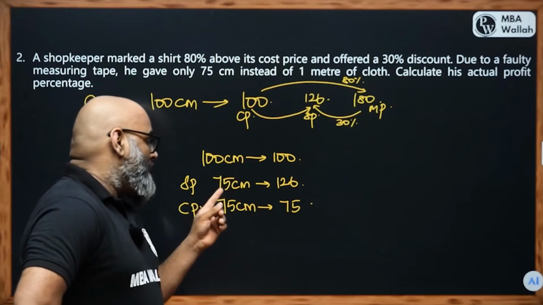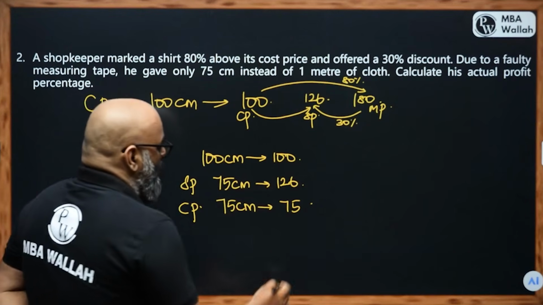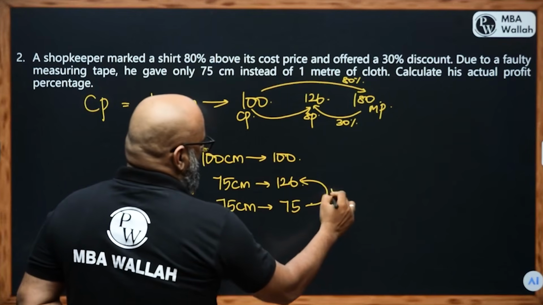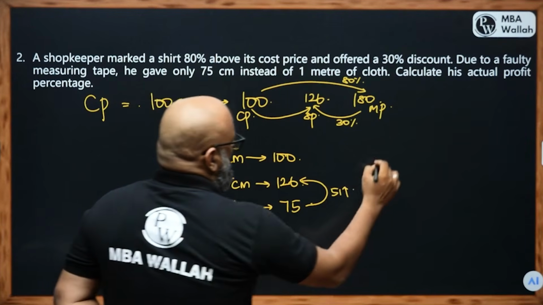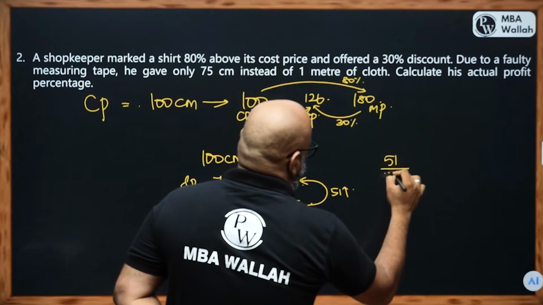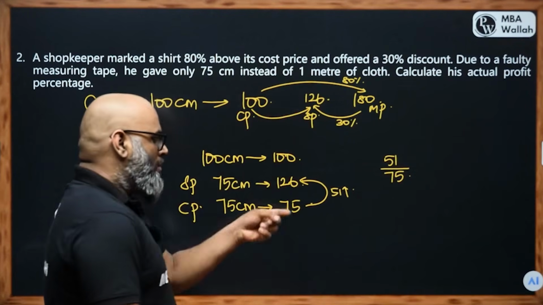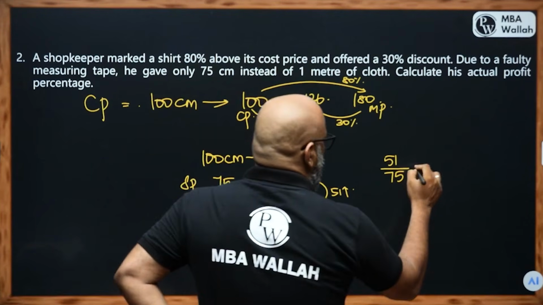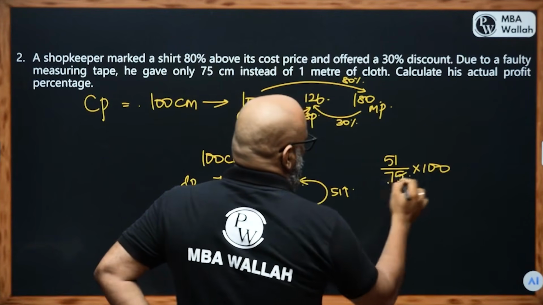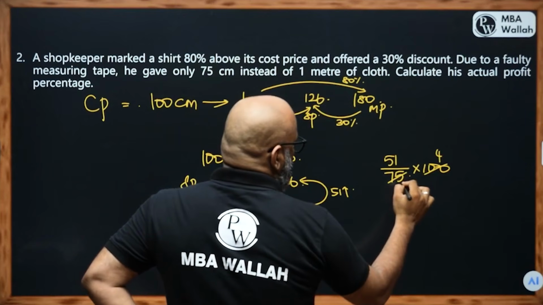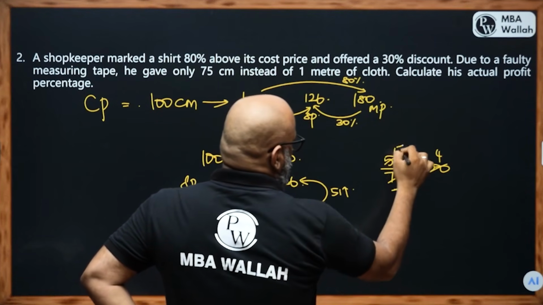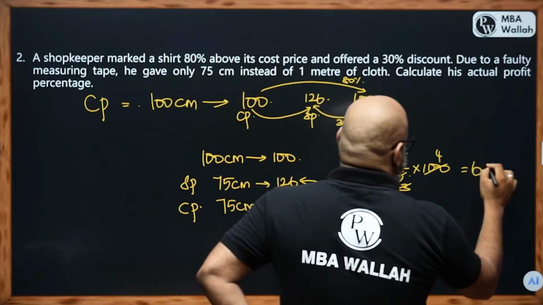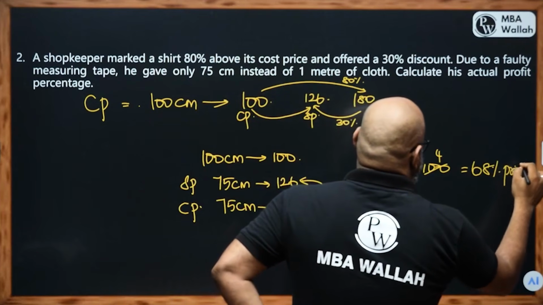But he is selling 75 centimeters for 126 rupees, which means it is a profit of 25 and 26 is 51. So that is 51 divided by 75. From 75 is what his profit is. 51 by 75 into 100. This is 4. This is 3. This is 17. 17 into 4, 34 into 2. This is 68% profit.